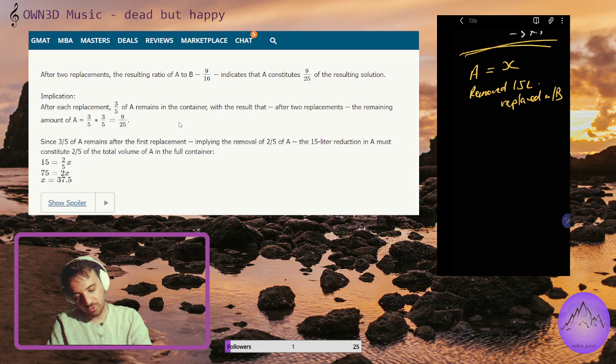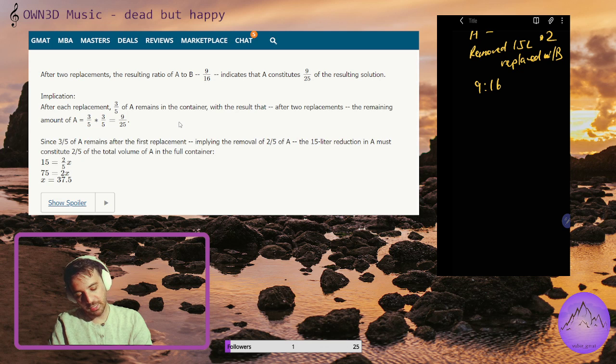Yeah, so we did that 2 times and replaced it with B. Now, at the end, we ended up with 9/16, meaning that there was 9/25 left of A.